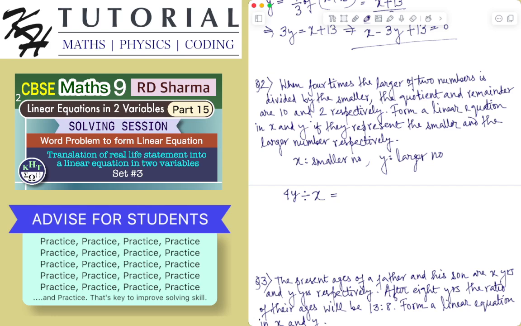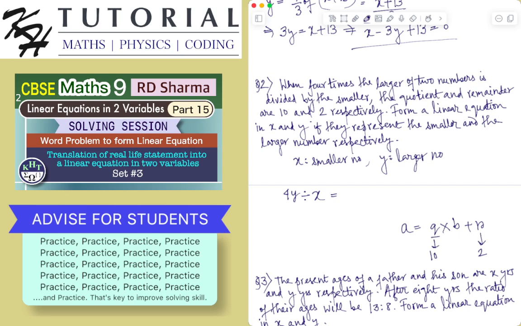So I know that if I divide a number a by a number b, and the quotient is q and the remainder is r, then the bigger number a will be equal to the quotient multiplied by the divisor, that is b, plus the remainder. In this problem, the quotient is given as 10 and the remainder is given as 2.